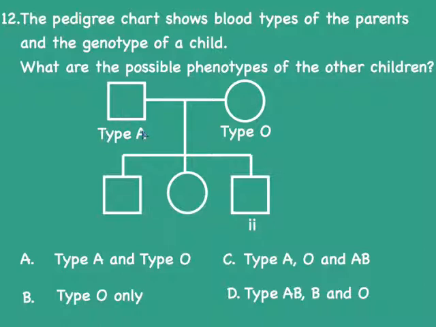parent A is heterozygous for type A blood, and the possible genotypes of the children, therefore, would be type O blood or type A blood, with the type A child being heterozygous. So therefore, the answer is A, type A and type O.